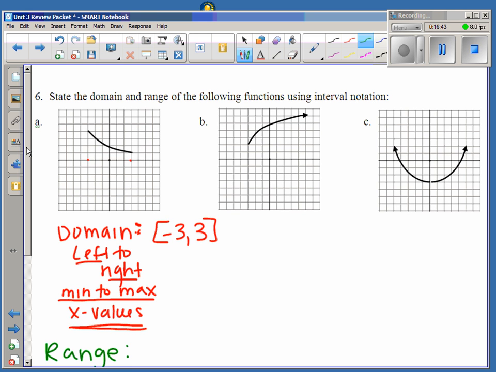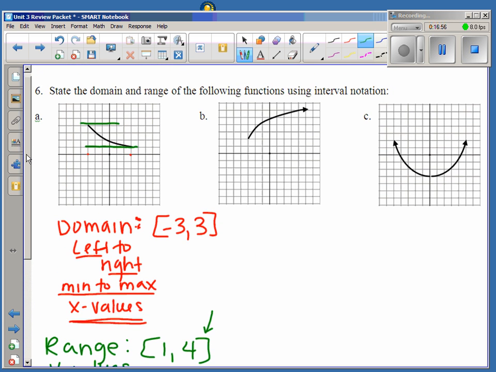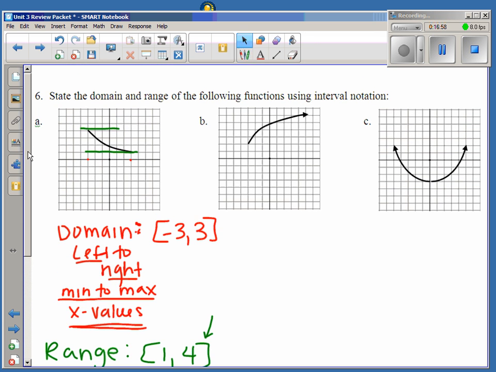So it looks like the bottom of our graph is 1, and the top of our graph is 4. So my range is going to be from 1 to 4. Remember that bracket just means it's included. We never include infinity if it's in our answer, so we use an open parenthesis.